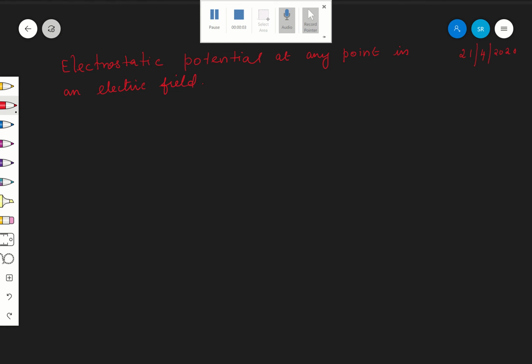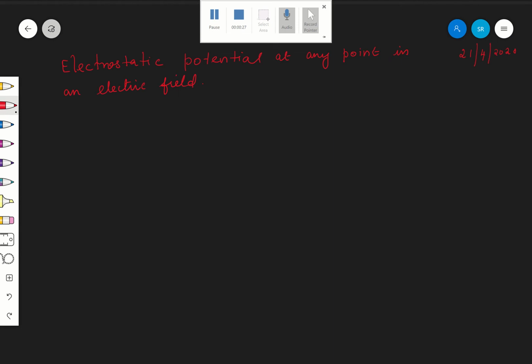Okay. Now, electrostatic potential at any point in an electric field. We have already seen electrostatic potential energy, the energy of a charge at any point in an electric field. Now we are going to see electrostatic potential at any point in an electric field.